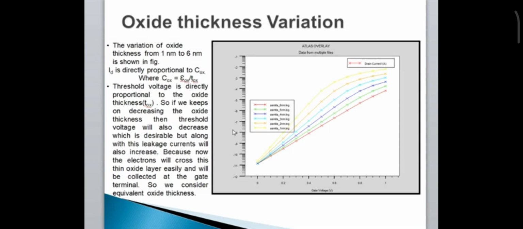So if we keep on decreasing the oxide thickness from 6 nanometer to 1 nanometer, then the threshold voltage will also decrease, which is desirable. But along with this, the leakage current might also increase. You must take care of that, because some of the electrons will cross the thin oxide easily and be collected at the gate terminal. And this is how the leakage current will increase. So we consider equivalent oxide thickness.